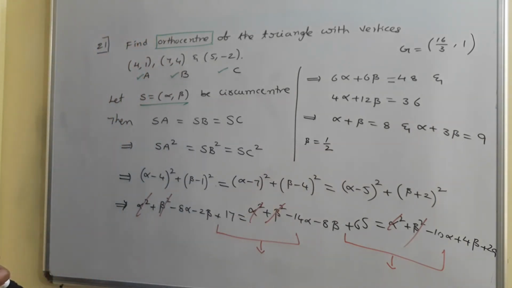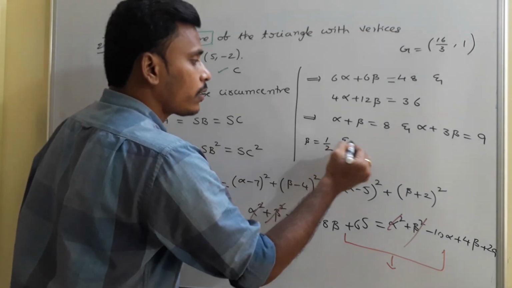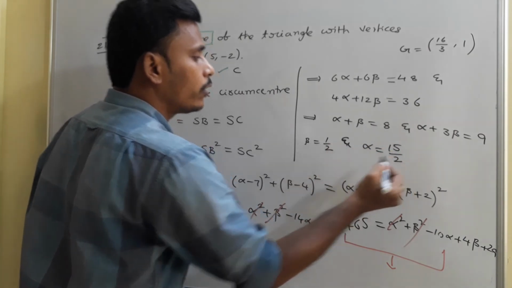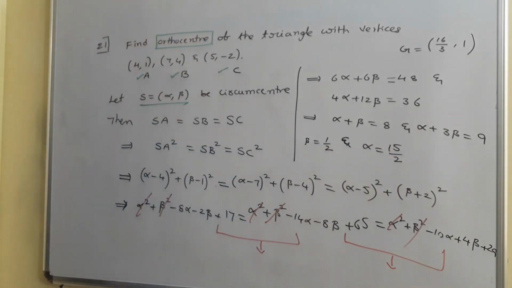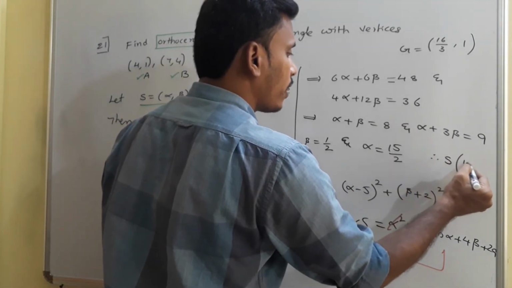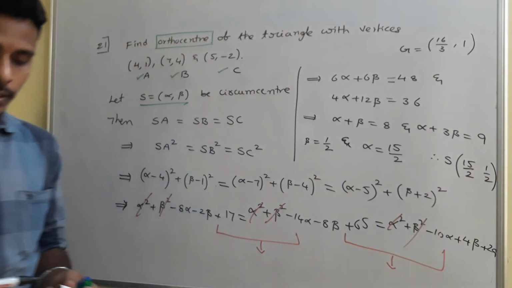Okay. And since beta is equal to 1 by 2, what do you say about alpha? Alpha is equal to, I will say, 15 by 2. Is it right? So alpha is 15 by 2, beta is 1 by 2. So the circumcenter is this: 15 by 2 comma 1 by 2. Okay, just have a look.